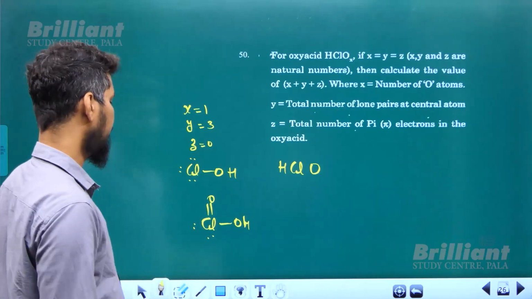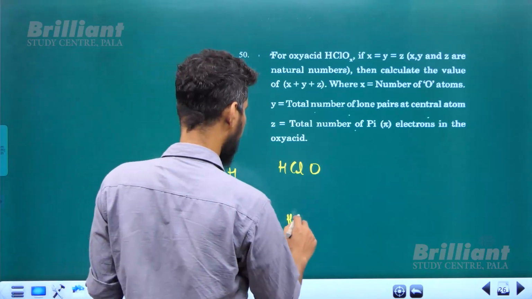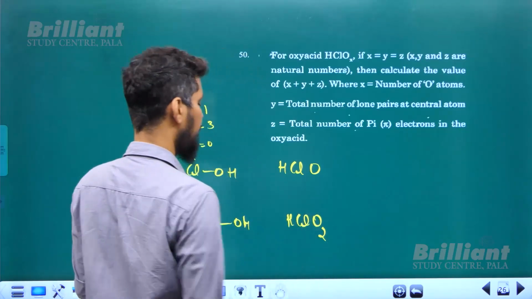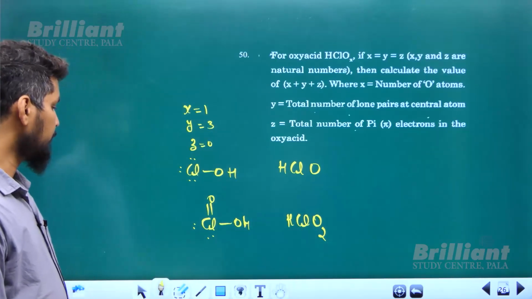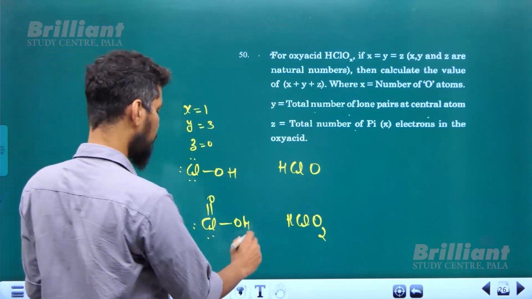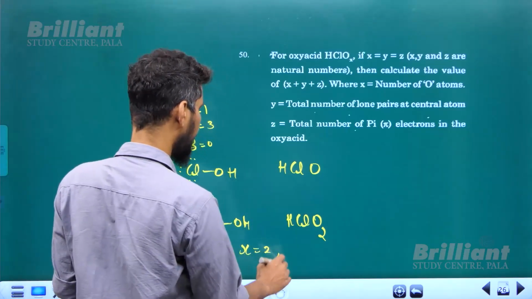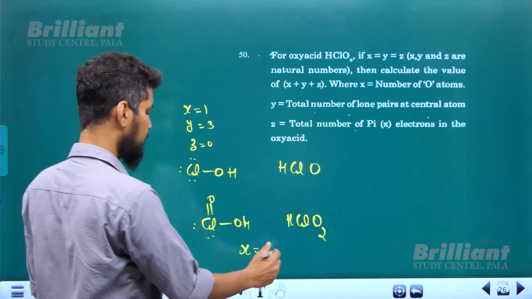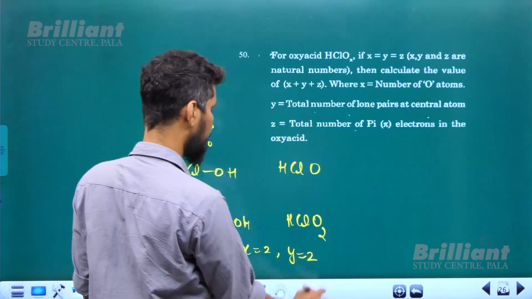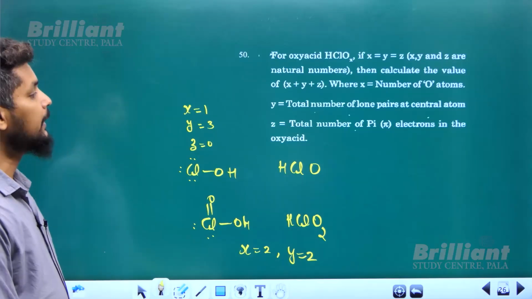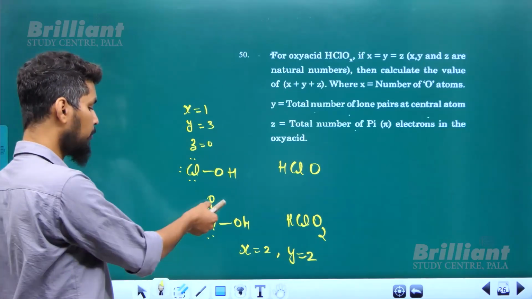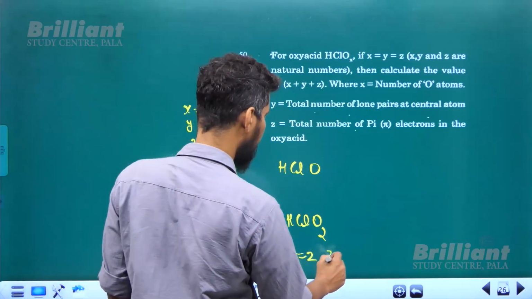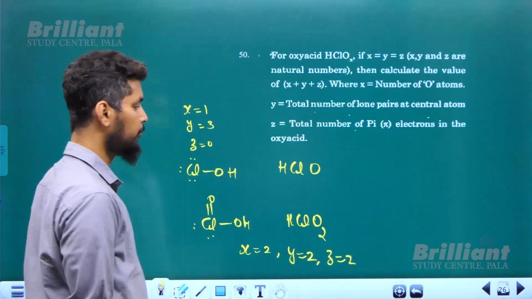So this is HClO2. In HClO2, there are 2 oxygen. So X is equal to 2. Y is the total number of lone pairs at the central atom. There are 2 lone pairs at the central atom. So Y is equal to 2. Z is the total number of pi electrons in the oxy acid. One pi bond is there, so pi electrons will be 2, Z is equal to 2.